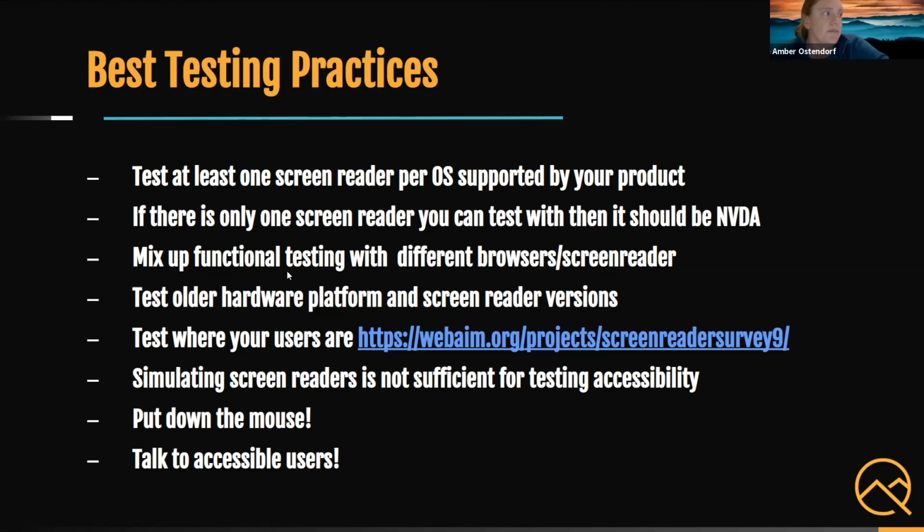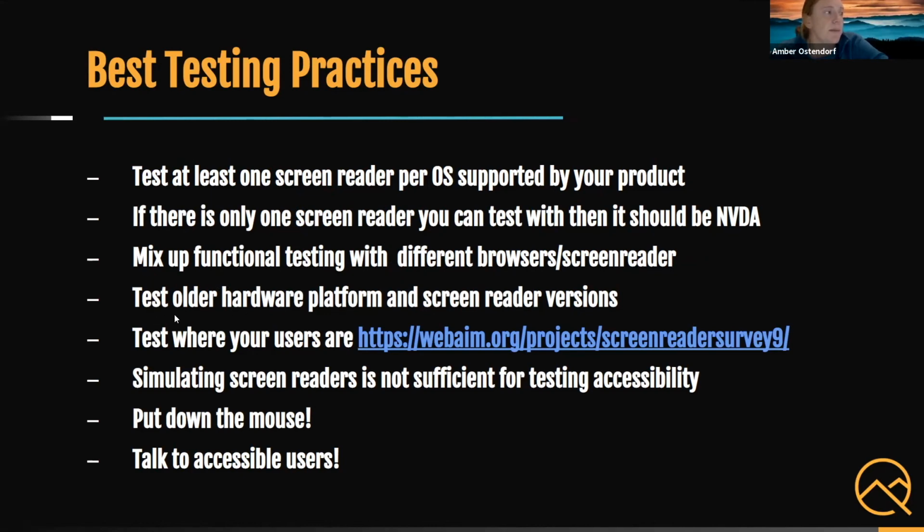You do want to mix up functional testing with different browsers and screen readers. So like I said before, maybe one test session you're doing Chrome with NVDA, and then maybe you're doing Firefox with NVDA, or kind of mix it up so that you're getting full coverage. Like I said, because the screen readers are different, you may find different bugs that are screen reader specific. And so that's really important to mix it up a little bit.